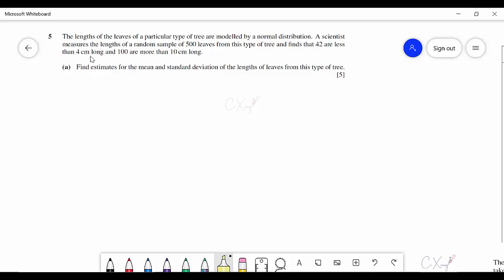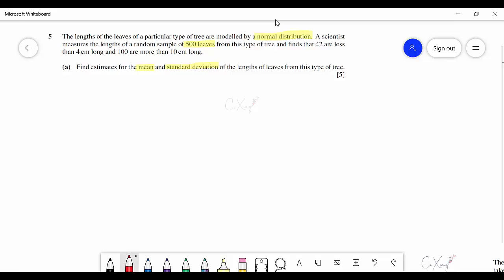Question number 5 is talking about the length of the leaf, and you can see an important keyword here, which is normal distribution. So from here, you know that this is a normally distributed question. We have a sample of 500 leaves. They find that 42 are less than 4 cm long and 100 are more than 10 cm long. This is the information they give us. Then they want you to find the estimates for the mean and the standard deviation of the length of leaf from this type of tree.